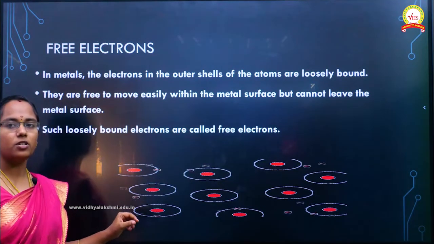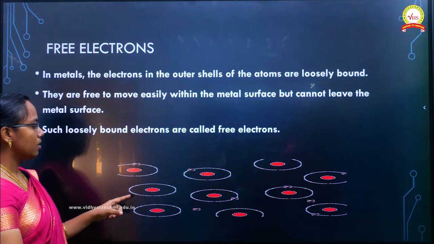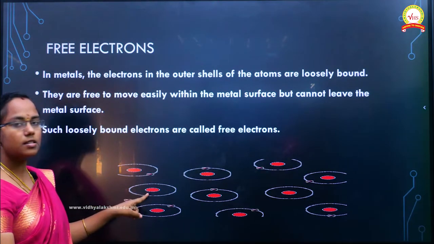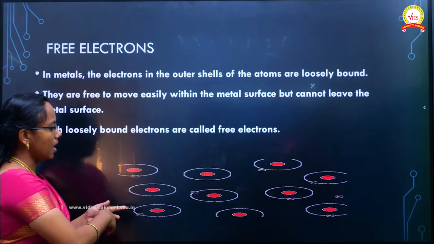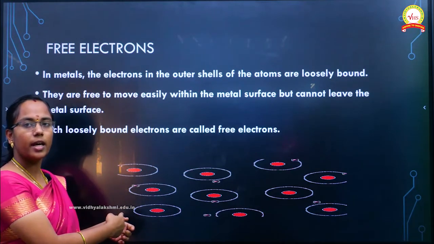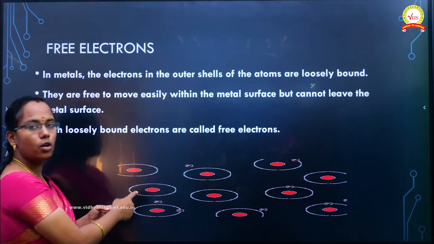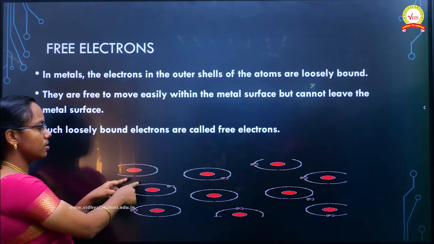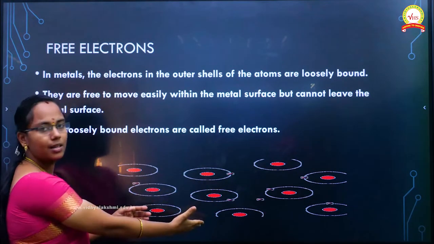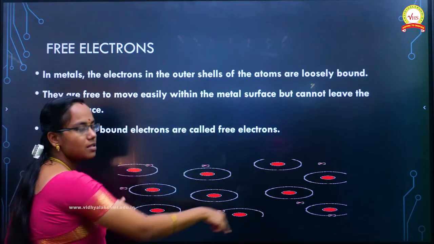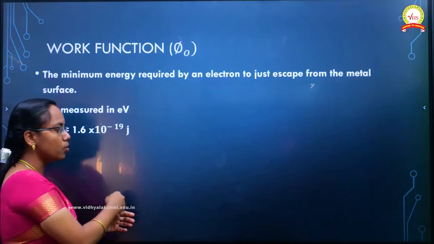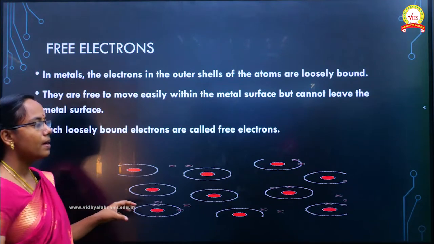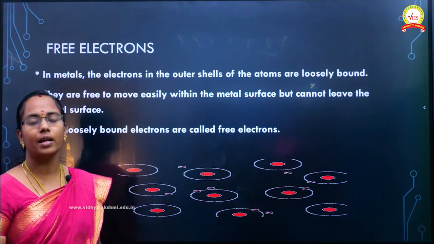Through this picture, a nucleus is depicted in red color, and around it there is an orbit, and around the orbit an electron is moving. When you look at it, the electron is capable of jumping to another atom, but within the metal surface itself they are able to move around. So these are known as free electrons.